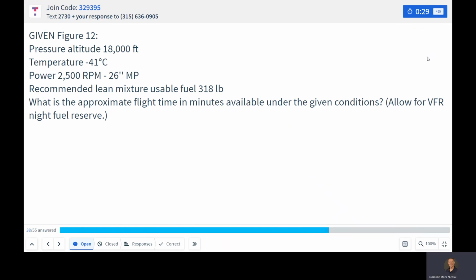Going to push you a little bit. It shouldn't take you 3 minutes. You should have found 99 pounds of fuel per hour as your burn rate.